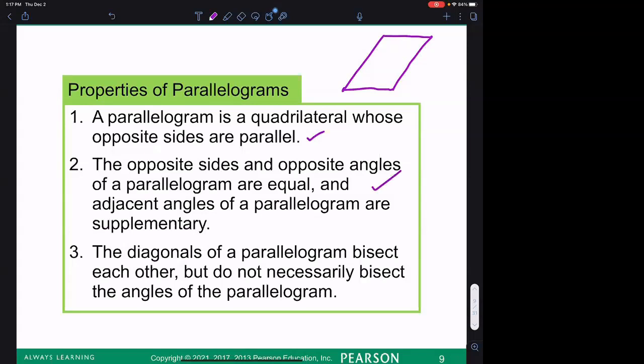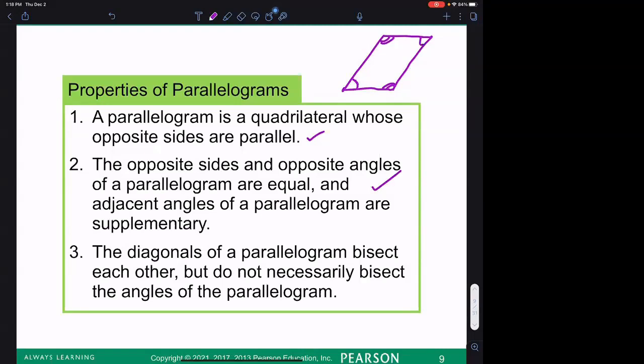So when they say opposite angles, they're talking about this angle here and that angle there, compared to this angle here and this angle here. So the opposite angles will be the same. The opposite side lengths will be the same. And the sides themselves, when you consider them as lines, have the same slope. They're parallel.